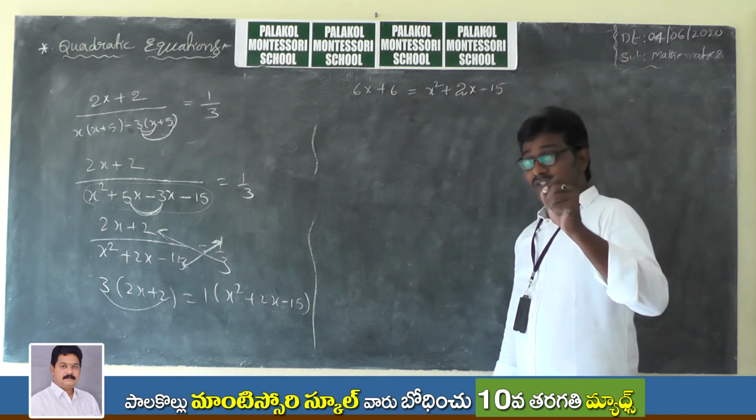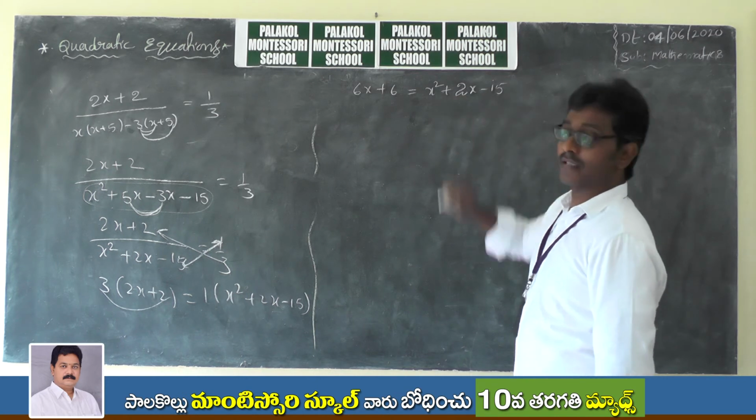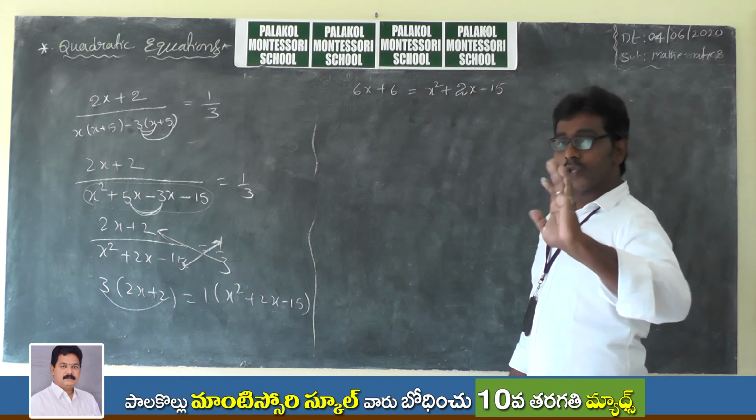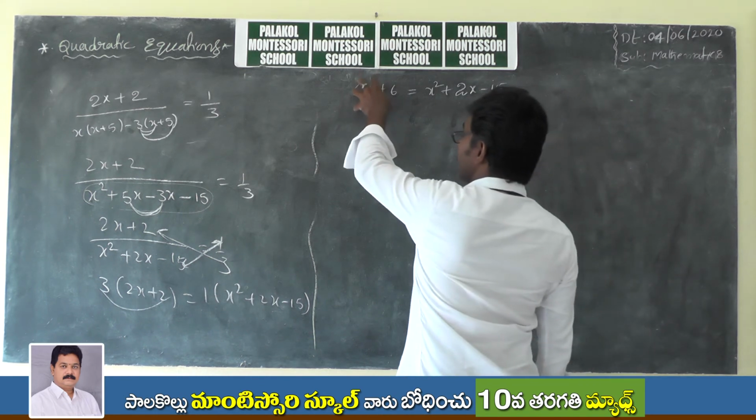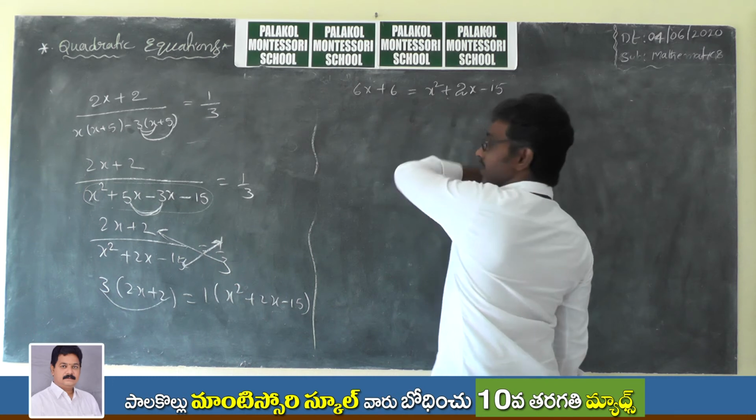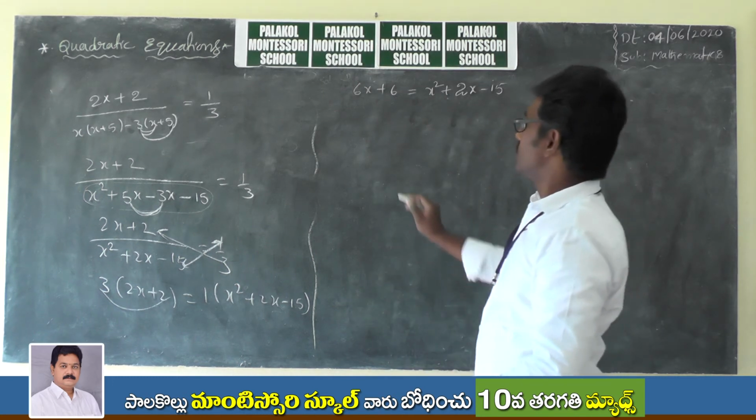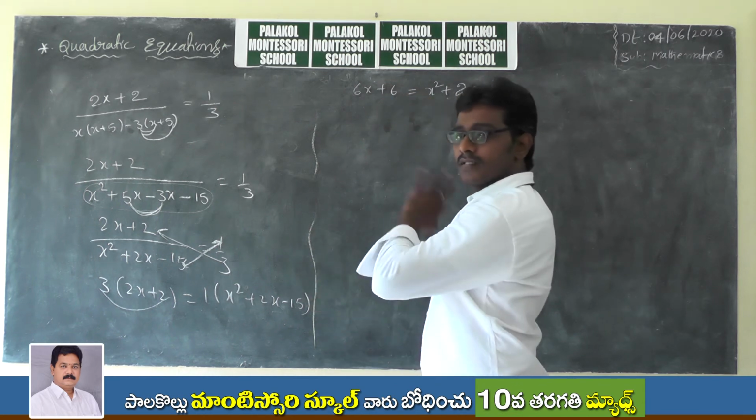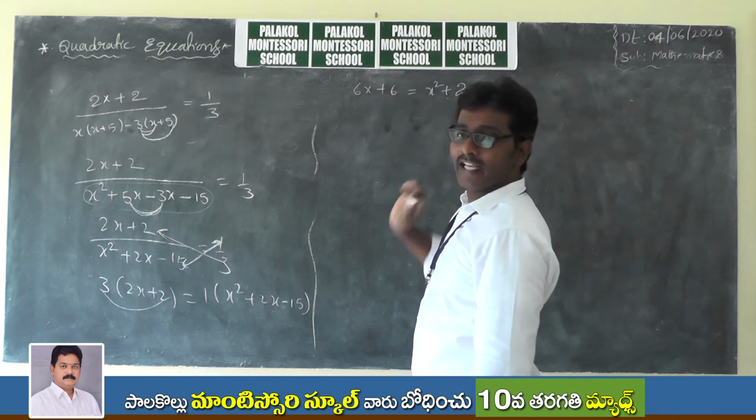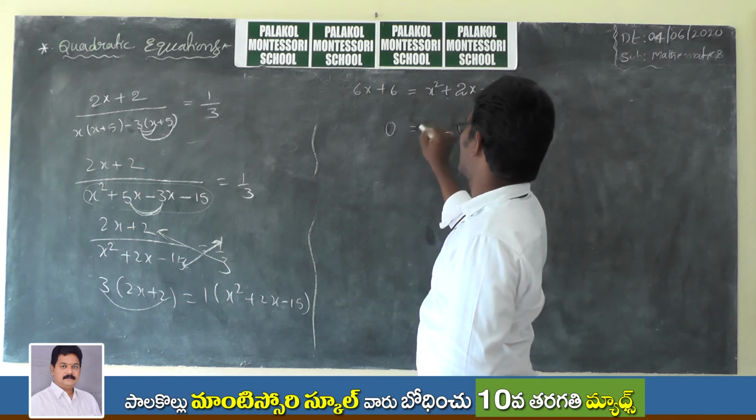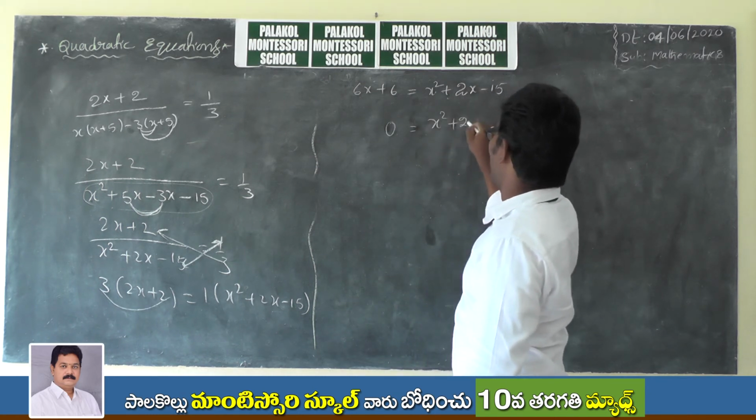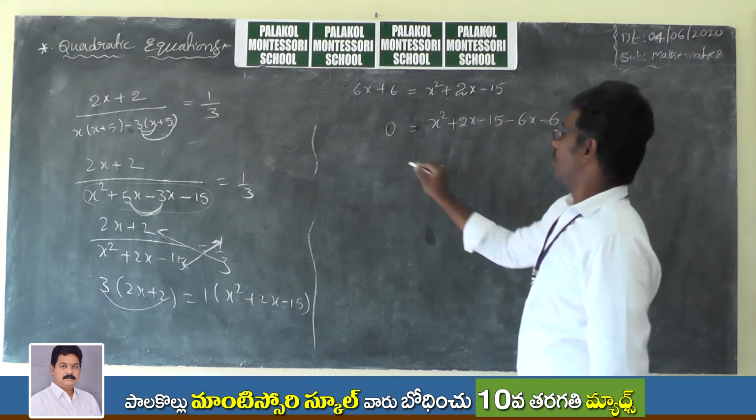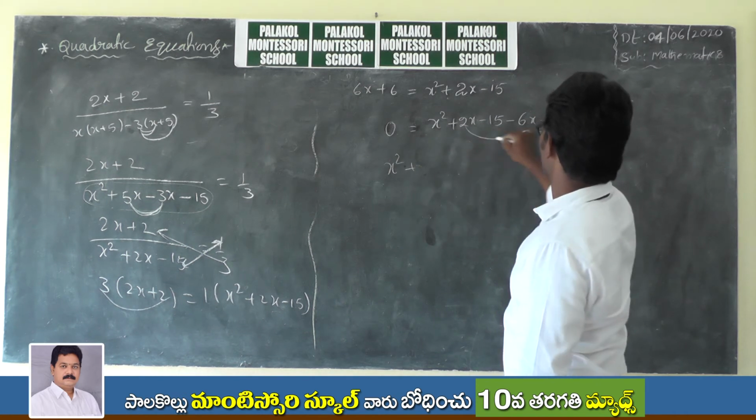Guys, x square is standing on the right hand side with a positive sign. Don't disturb the term. So on the other side, all terms are sent to the x square side. So this plus 6x becomes minus 6x. Plus 6 becomes minus 6. What about the remaining here? 0. So x square plus 2x minus 15 minus 6x minus 6.